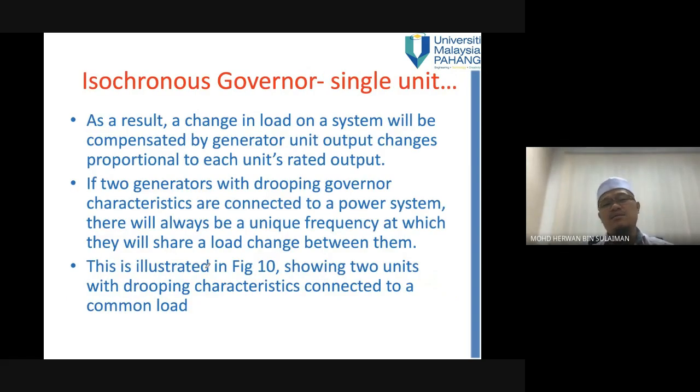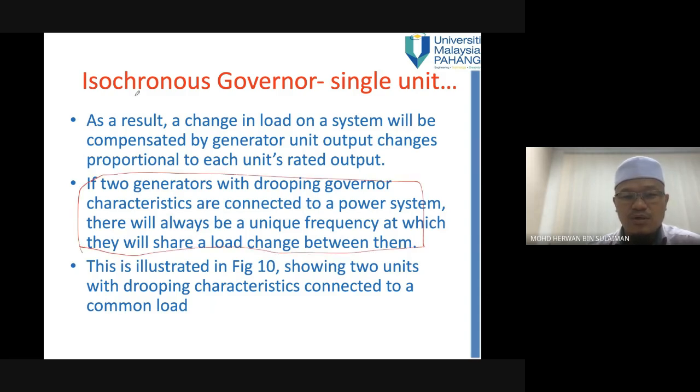Okay, as a result, a change in load in system will be compensated by generator unit. Output changes proportional to each unit. And everything, the load changes, everything will work accordingly. If two generators with grouping governor characteristic are connected to power system, there will be a unique frequency which share load. Ni yang kita dah discuss hari tu lah. Kan, bila ada dua yang kita buat segitiga punya karakteristik tu.